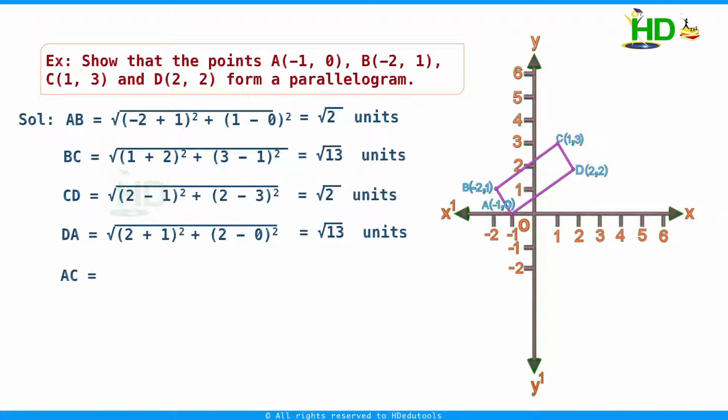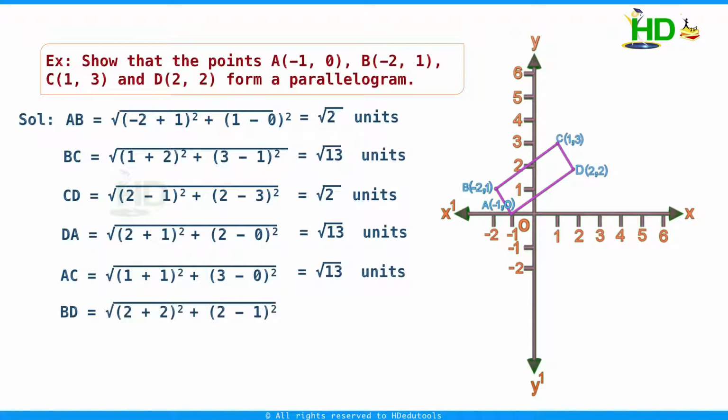AC is the distance between the points A -1 0 and C 1 3. This is root of 1 plus 1 whole square plus 3 minus 0 whole square. This we get root 13 units. And BD, the distance between the points B -2 1 and D 2 2. This is root of 2 plus 2 whole square plus 2 minus 1 whole square. This is root 17 units.